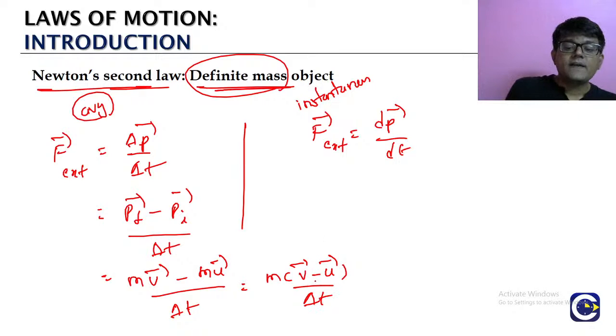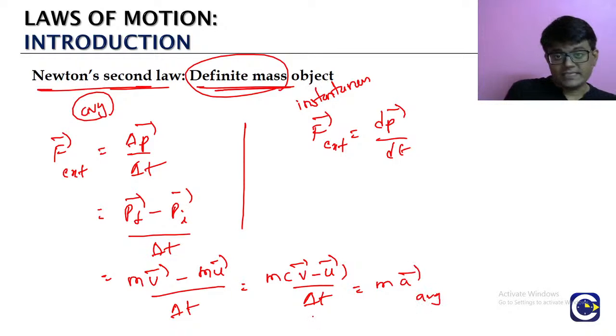What is this? V minus U by delta T. What is it? This is the average acceleration, correct or not? So for a given finite time interval, the final velocity minus initial velocity divided by the time taken is what? Average acceleration. Okay, so that is what we have.